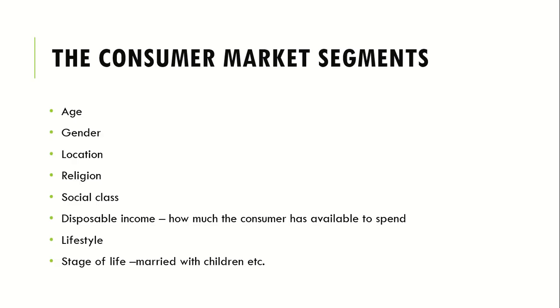So the consumer market segments we can look at are age, gender, location, where our customers actually are. It could be religion. It could be social class. Social class and disposable income almost go hand in hand. If you're in a higher social class, maybe you're well educated, maybe you have a good job, say, for example, a doctor or dentist, then chances are you probably lead a different lifestyle from other people. Maybe you've got a big disposable income that you can afford to pay for quality goods or services.